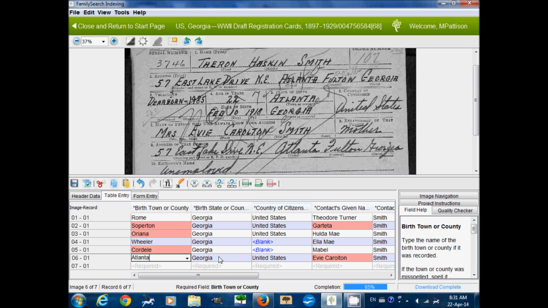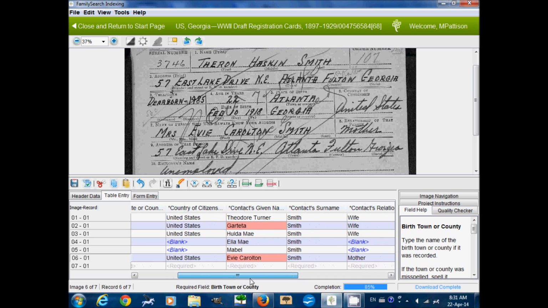Handwriting can sometimes be a little tricky, but you just need to make sure you only index exactly what is on the card. Don't assume anything, and don't go look up additional information.